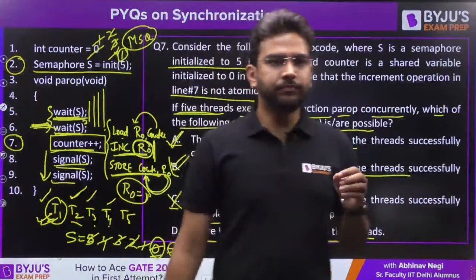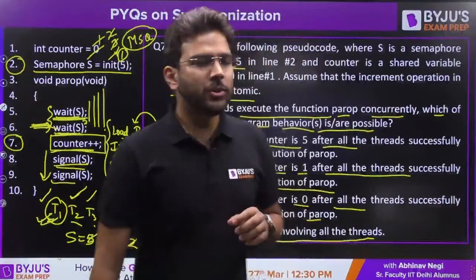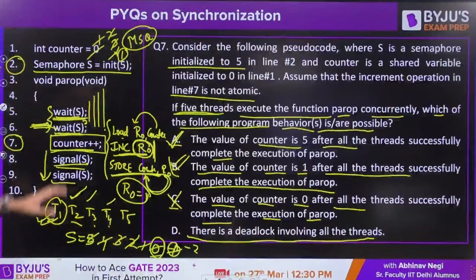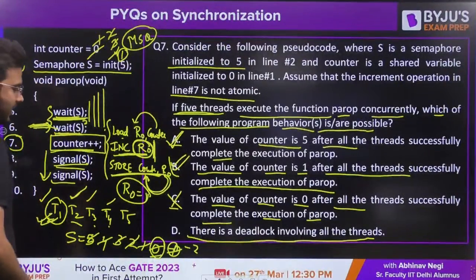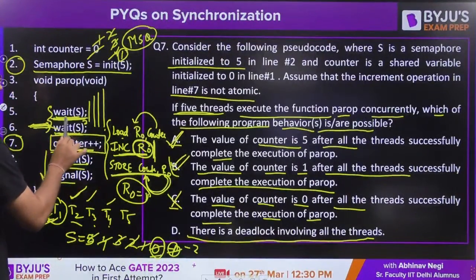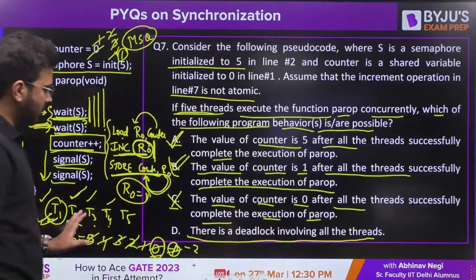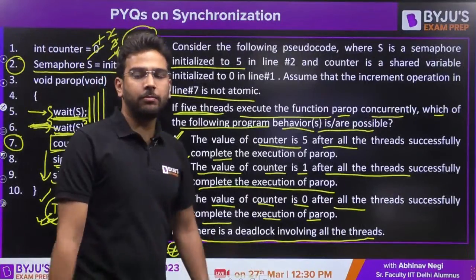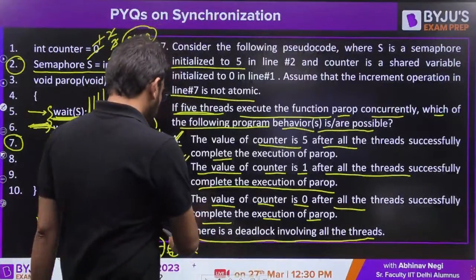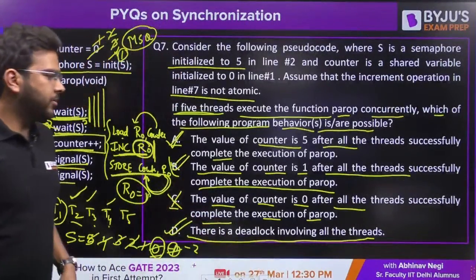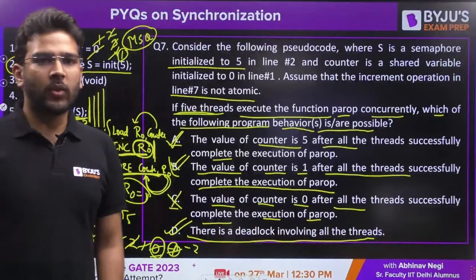So that means we can say that yes, a deadlock is possible in this case when every thread is going to execute this first statement and then it got preempted. In this case all the threads will get blocked here and deadlock is possible. So option D is also correct here.